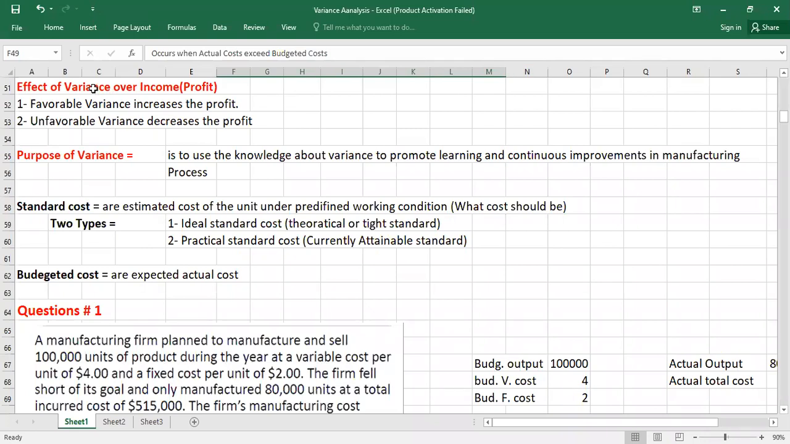How can we know whether a variance is favorable or unfavorable? Actually it depends. If the variance has a positive effect on the income, we would say it is favorable. If the variance has a negative effect on the net income, we would say it is unfavorable. For example, a favorable variance always increases the profit and an unfavorable variance always decreases the profit.